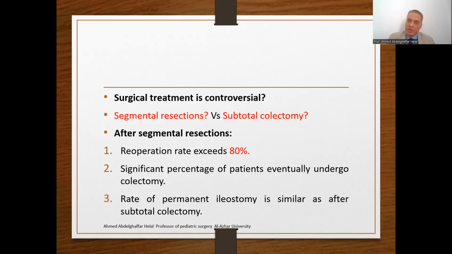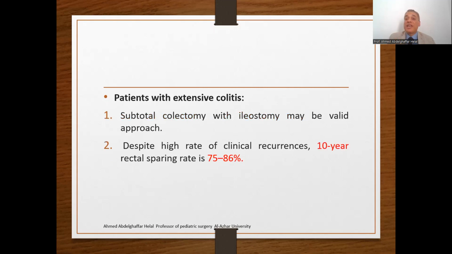Segmental resection only removes the affected area with anastomosis, or subtotal colectomy. In patients with extensive Crohn's colitis, subtotal colectomy and ileostomy may be a valid approach. Despite a high rate of clinical recurrence, 10-year rectal sparing is reported at about 75 to 86%.